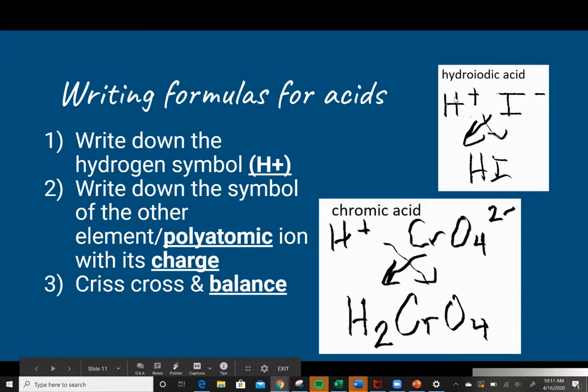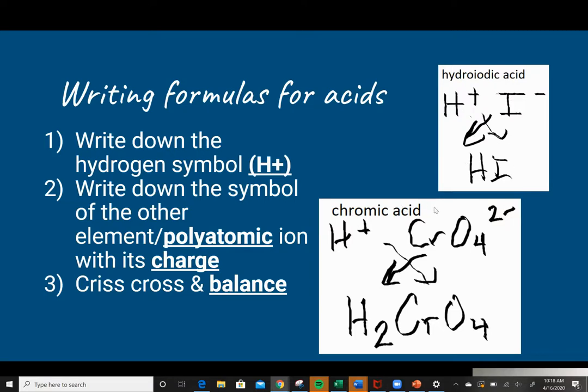So here I have an H +1, and then I, remember that is in group 17, so that is going to have a -1 charge. It's a halogen, so +1 and -1, we crisscross that, we just get HI.